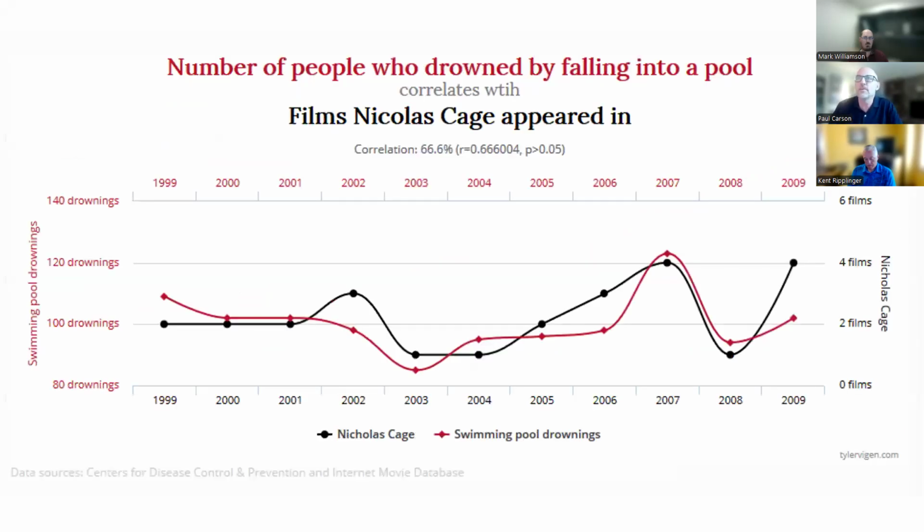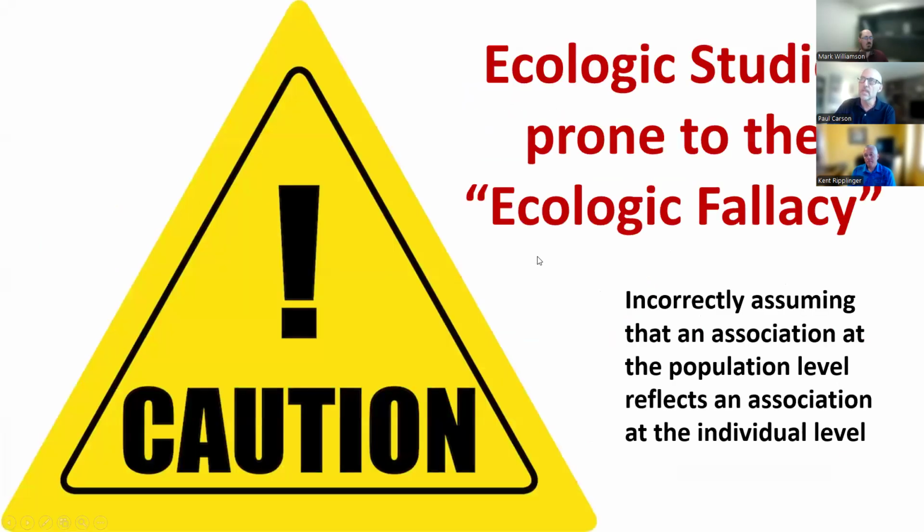Here's my favorite one. The number of people who drowned by falling into a pool seems to correlate relatively well with the number of films Nicolas Cage appeared in that year. So, humorous, kind of spurious correlations, which get at the point that we can't always trust these correlational studies, and that's because they're prone to what's called the ecologic fallacy.